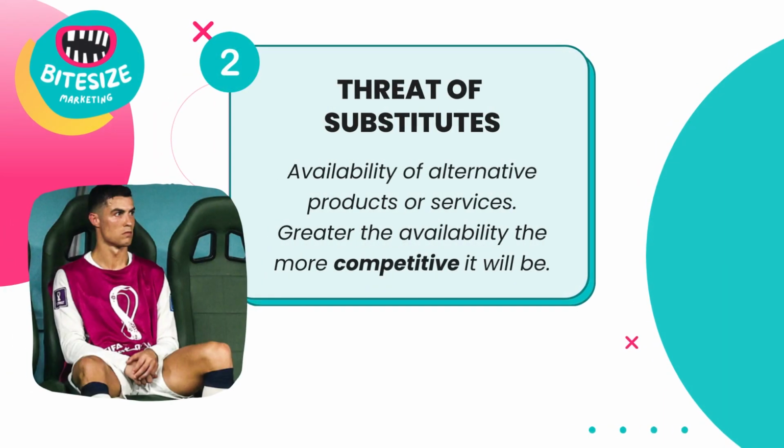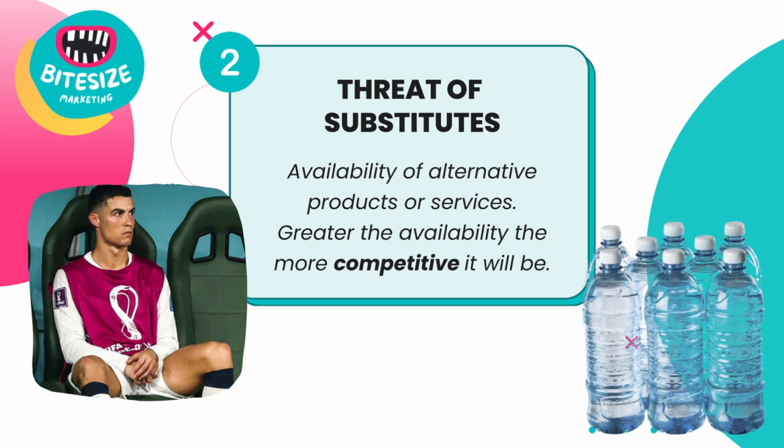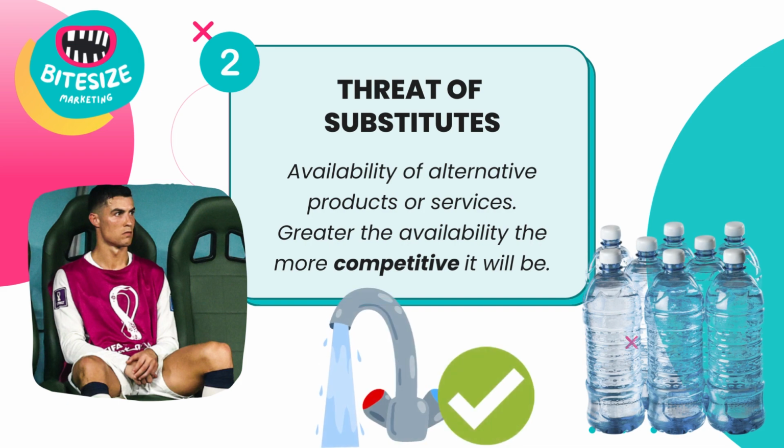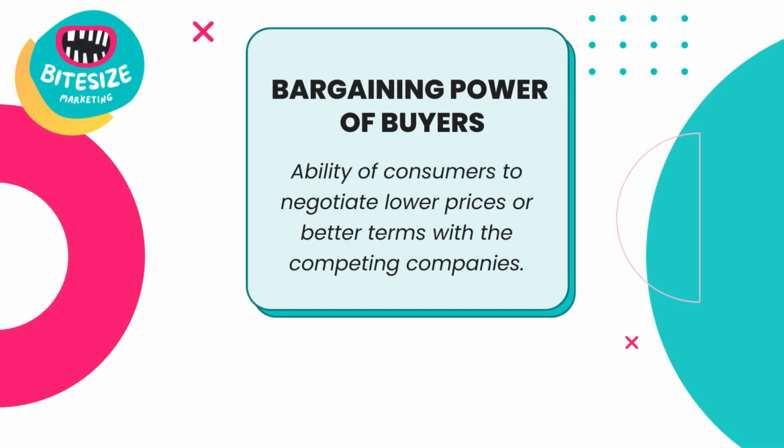Threat of substitutes. This refers to the availability of alternative products or services that can be used in place of the ones offered by the industry. The greater the availability of substitutes, the more competitive the industry will be. Think about the bottled water industry as an example. The increasing popularity of tap water filters and home filtration systems offer a lower cost and more environmentally friendly alternative to buying bottled water.